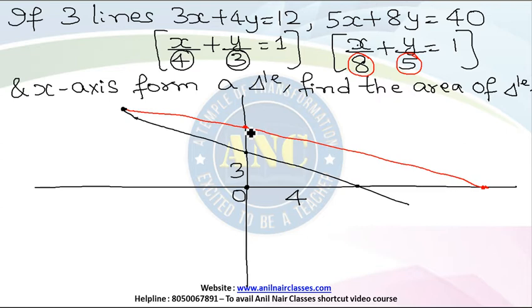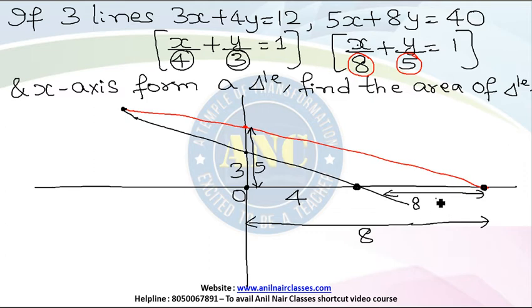Now from origin to this particular point, it is 5 units. Similarly, from origin to this particular point, it is 8 units. Now can I say that from origin till this point it is 8 units. From here to this point it is 4 units. That means from here to here it should be the remaining 4. 8 minus 4 is 4 units. Similarly, from this point till the origin it is 5. From here to here it is 3. So this distance will be 2 units, right?